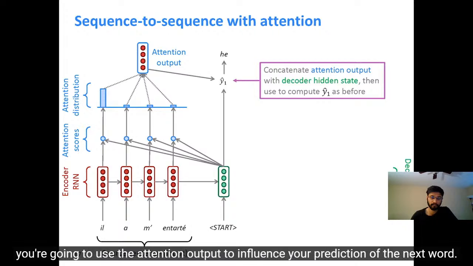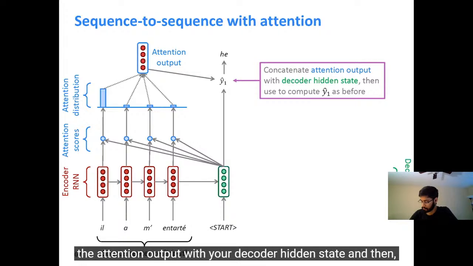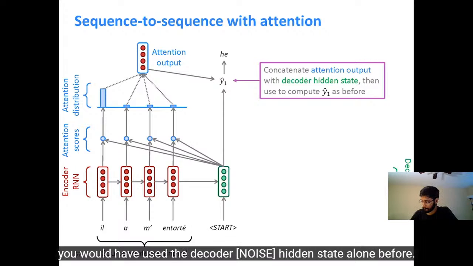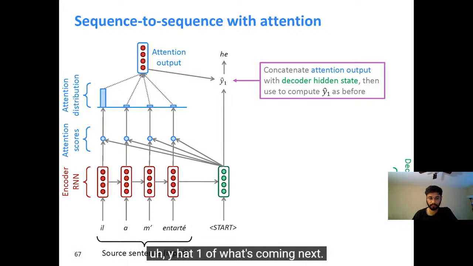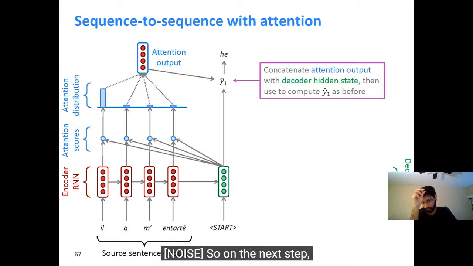So after you do this, you're going to use the attention output to influence your prediction of the next word. So what you usually do is you concatenate the attention output with your decoder hidden state, and then use that concatenated pair in the way you would have used the decoder hidden state alone before. So that way you can get your probability distribution, y hat 1, of what's coming next. So as before, you can use that to sample your next word.